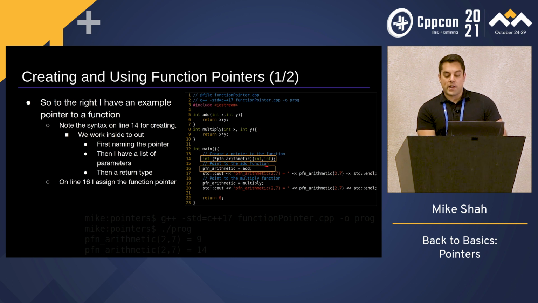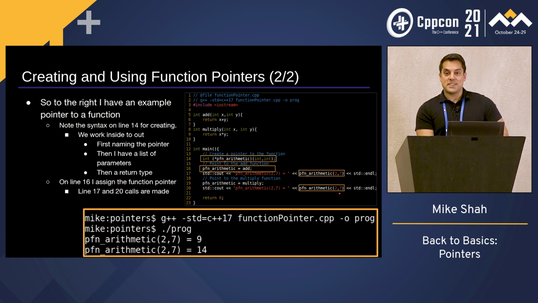And you'll see that I can point to the function here, pfn_arithmetic equals add, so it's now pointing to this add function at line 5, and then I can call it with arguments. And if I repoint this to multiply, I can also call that with arguments as well. All right, and this is our result.